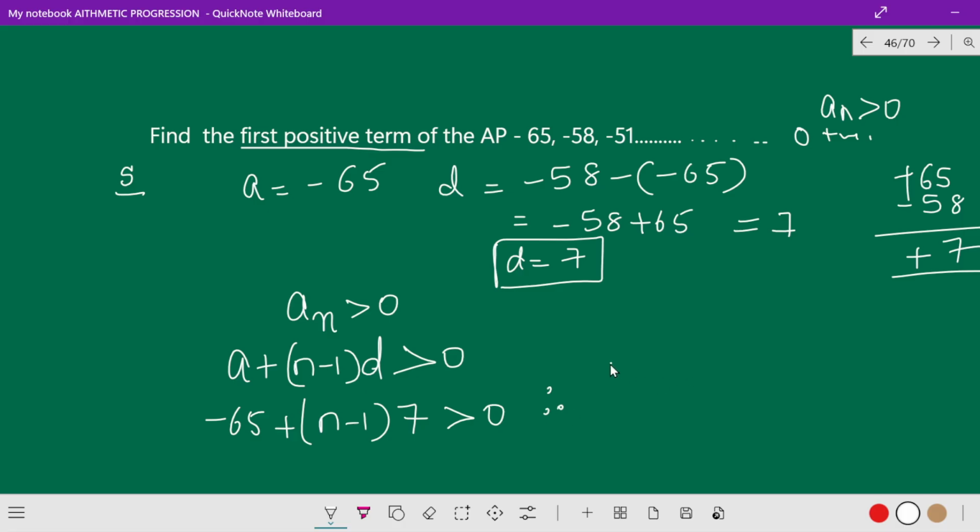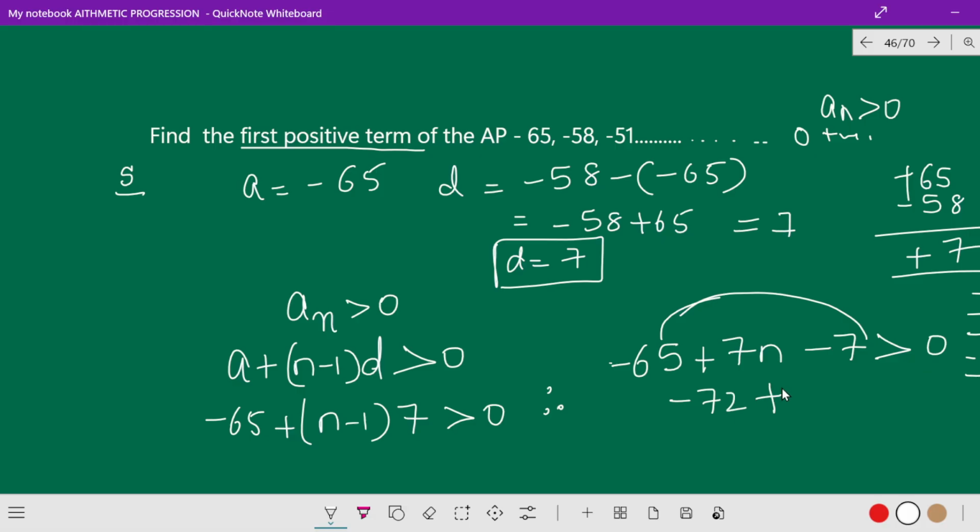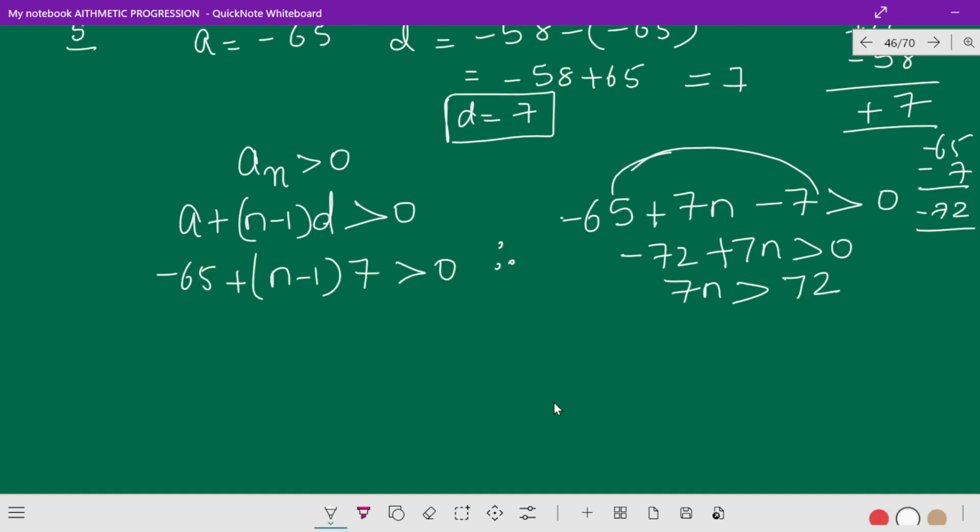Therefore, we get -65 plus 7n minus 7 greater than 0. Now we simplify this: -65 and -7 gives -72. So -72 plus 7n is greater than 0. Shift the 72 to this side, and you get 7n is greater than 72. Therefore, n is greater than 72 by 7.